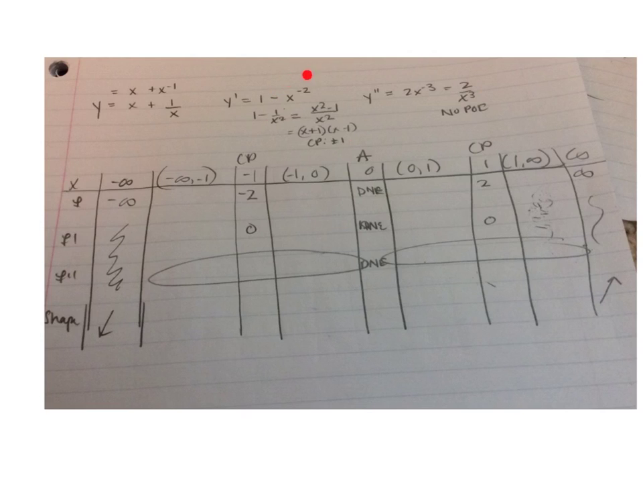Second derivative was really easy to find from there. No points of inflection. However, I do have an asymptote that we discussed. So now I need to consider my concavity and my increasing or decreasing on either side of that asymptote. Technically, this is a CP as well because the function doesn't exist there, so increasing, decreasing could change there, concavity could change. So I need to consider both sides of the asymptote. So now I'm going to fill the table in.